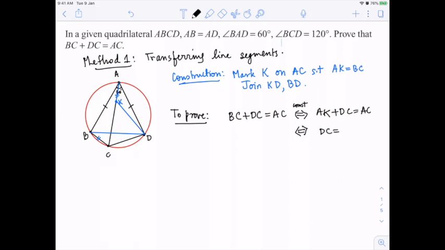These are all line segments, by the way. And when I'm writing addition, I'm talking about the length of the line segments. So the length of the line segment DC is equal to KC. This is what we have to show. So it suffices to prove DC is equal to KC. But now notice, this is equivalent to proving that DKC is equilateral, because of an important observation. So let's make that observation in the drawing on the left.